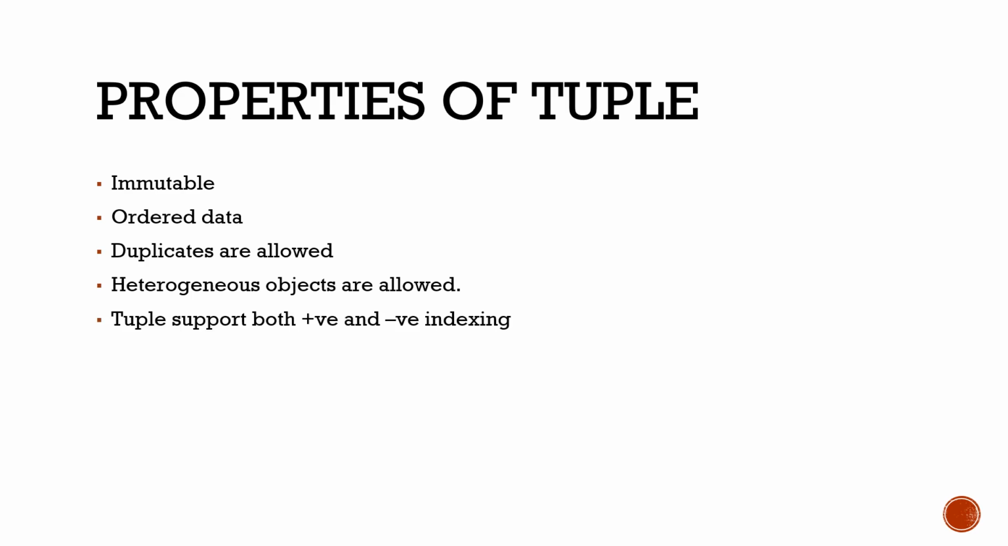So positive and negative indexing is used. Positive means we are moving from left to right, and negative means we are moving from right to left, that is, forward direction and backward direction. Parentheses are used to represent a tuple.